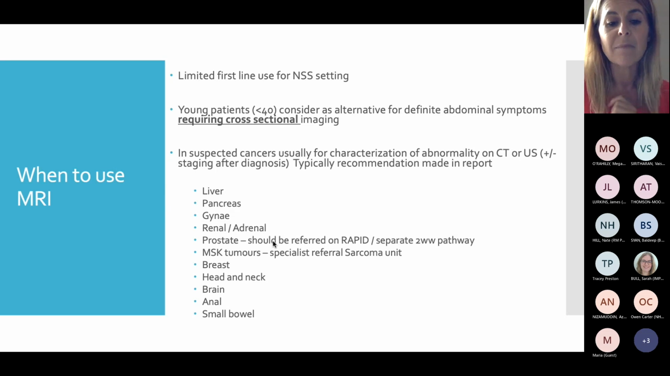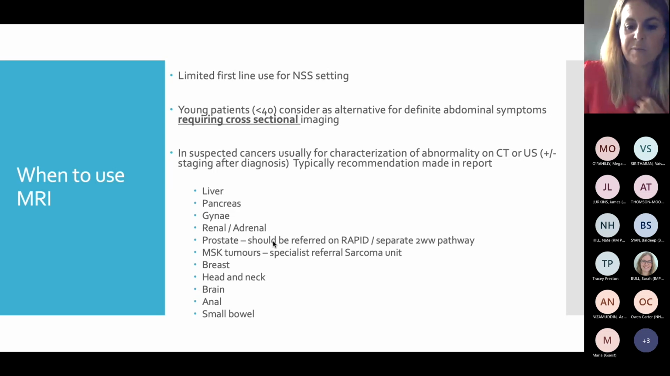Small bowel MRI, anal cancer, as I've said, brain, head and neck, and breast. But again, these are all likely to be things that there's either going to be a specific recommendation in the report, or these are more likely to be seen on the tumour-specific pathways.